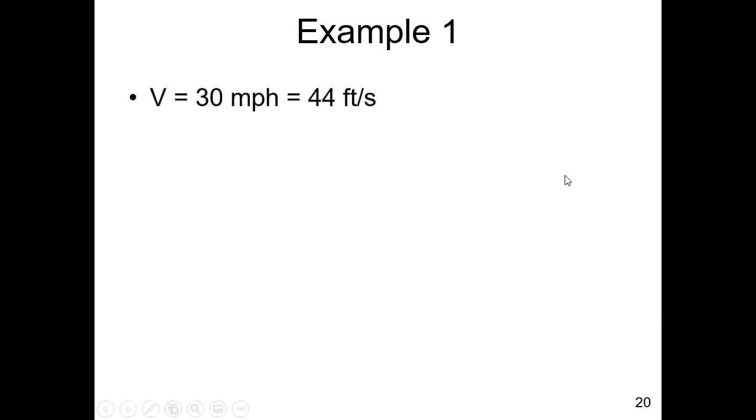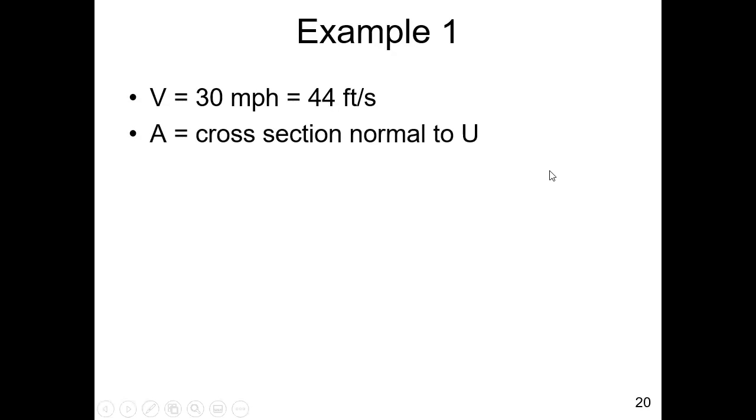All right, so the velocity is 30 miles per hour. There's 5,280 feet per mile, and there's 3,600 seconds in an hour. So we can convert 30 miles per hour to 44 feet per second. And remember, when these hurricanes hit, Iota is slamming onto Nicaragua now, and it has sustained wind gusts of 140 miles per hour.